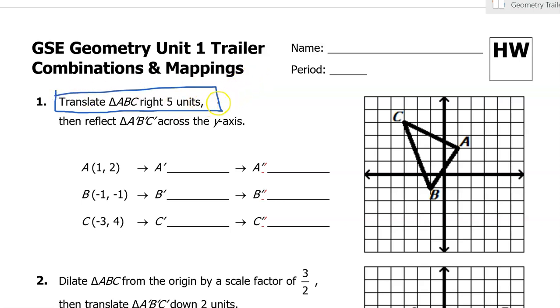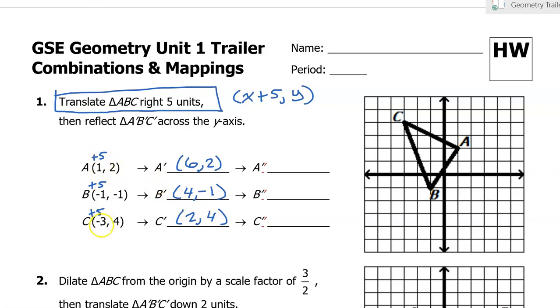So the way you translate 5 units to the right is you take the x values and you add 5. Meanwhile, you leave the y values alone. So we can just do that right here by adding 5 to all the x values. So if I add 5 and add 5 and add 5, I'm going to get 6, 2 and 4, -1 and 2, 4.